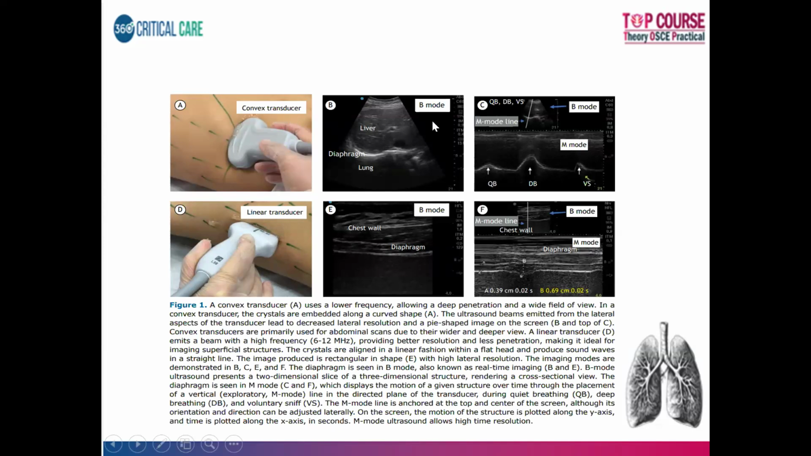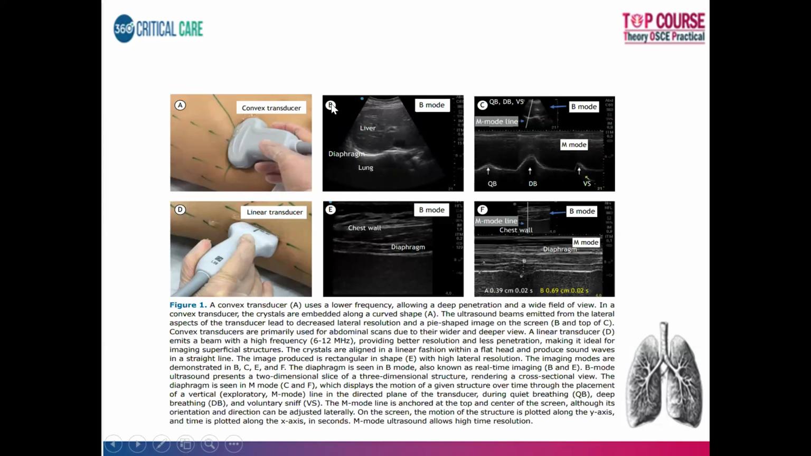Usually, you have to put on B mode and identify the structures, that is your liver, diaphragm, and the lung. The curvilinear probe has to be placed between the anterior axillary line and the mid axillary line, in a horizontal fashion. In the subcostal margin, if you move from the anterior axillary line to the mid axillary line, then you will be able to identify these structures.